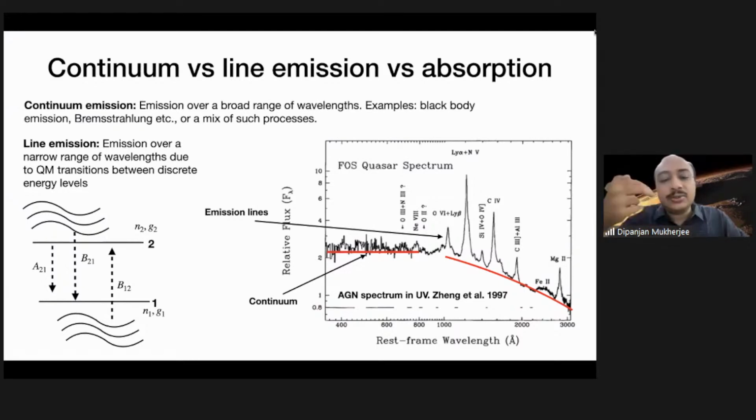So there are two kinds of emission processes, and we'll talk about this as we discuss the various emission mechanisms. One is called the continuum emission. In continuum emission, the given physical object emits radiation over a wide range of wavelengths or frequencies. So it's not just a transition between two particular states.